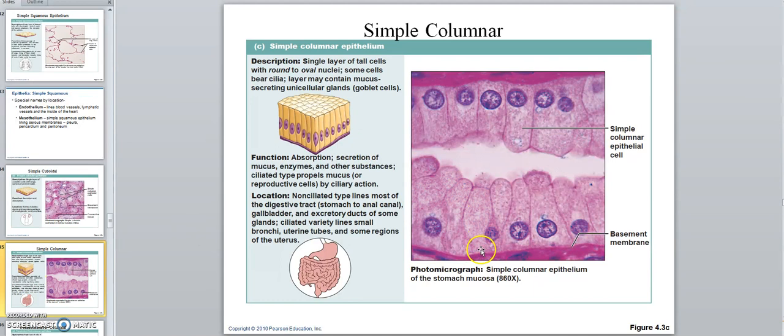Here's simple columnar. They are tall. They are good for absorption, secretion, and so forth. Now that absorption, where would a good spot for absorption? The intestine, to absorb your nutrients. So see, these here are tall, nice and tall.